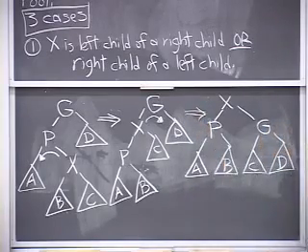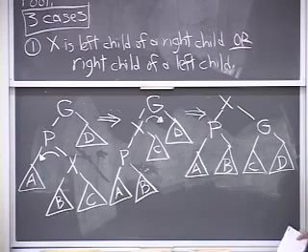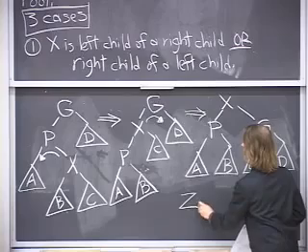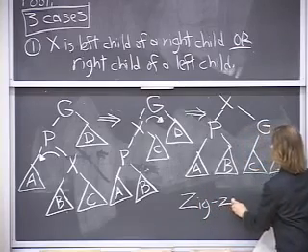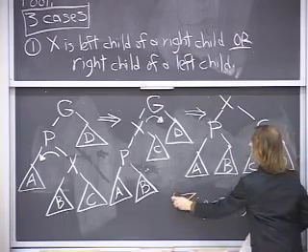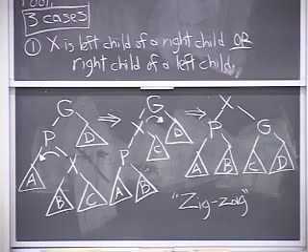And so that brings x 2 steps closer to the root. Now, this case is often called the zigzag case, to denote the fact that it's either a left child of a right child or a right child of a left child.